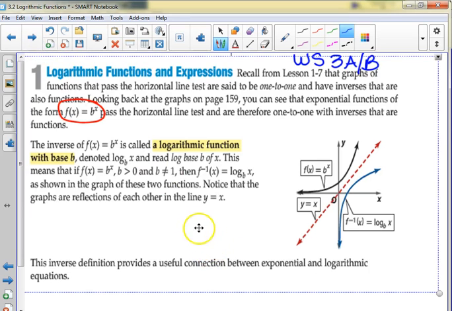All right, today, logarithms. Functions that pass the horizontal line test are said to be one-to-one and have inverses that are also functions. So our exponential growth and decay functions have inverses. Their inverses are called logarithm functions, okay? So we need to understand that they are inverses of each other.